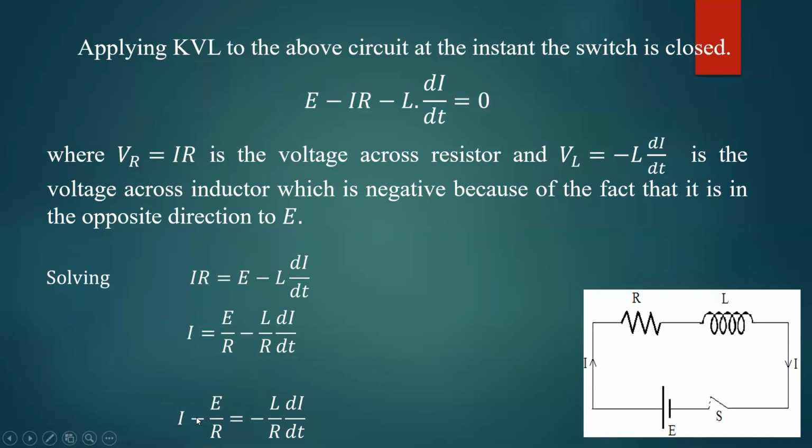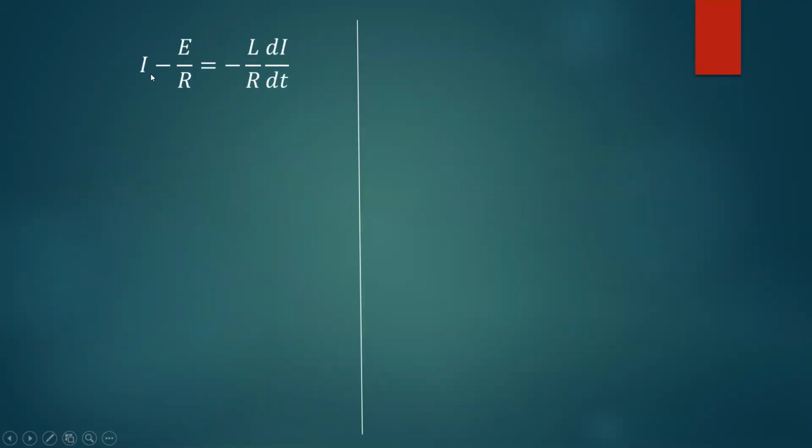So just make the cross multiplication, and you will get the separation of variables. This is the equation we got in the previous slide: I minus E by R equal to minus L by R into di by dt. You take the terms containing I and di on one side, and dt and other constants on the other side. So we'll get this particular equation. You will get di divided by I minus E by R is equal to minus R by L into dt. I will take this dt to the left hand side, so you will get R by L into dt with a negative sign.